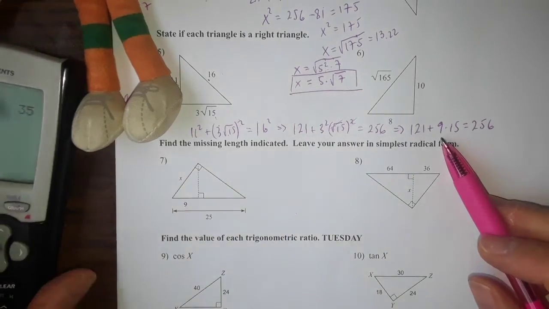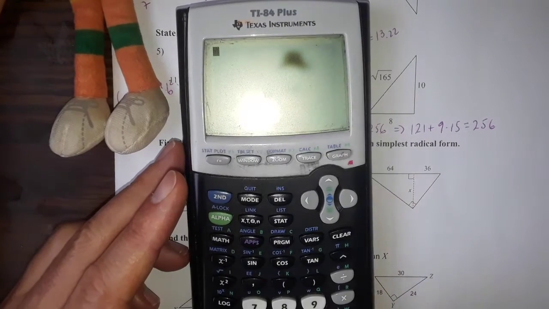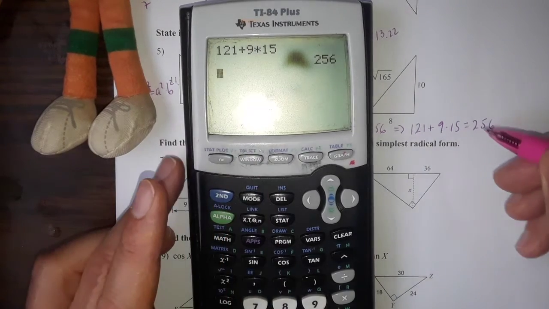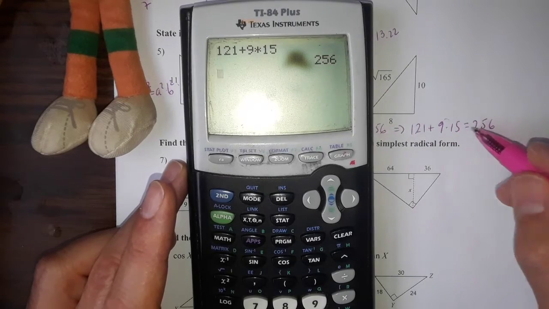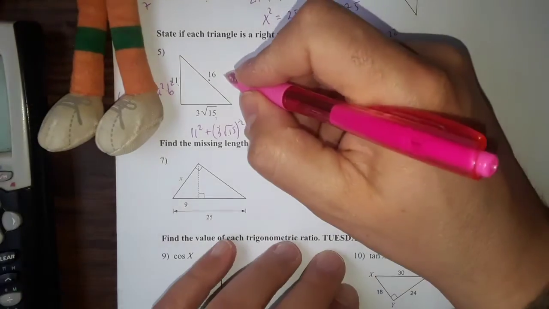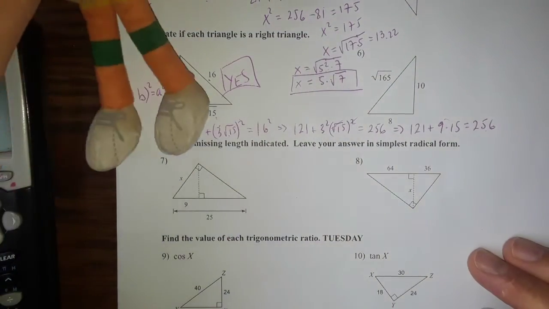Now, 9 times 15, let's do this with a calculator, right? So 121 plus 9 times 15, this is 256. So that means that actually this side is the same as this. So that means that this is the right triangle. Okay, so yes, this is the right triangle. That's it. We proved that this is the right triangle.